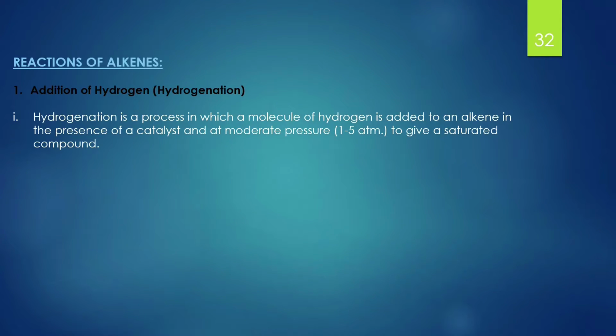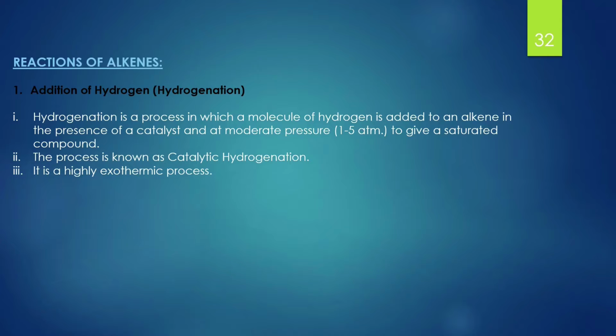Hydrogenation is a process in which a molecule of hydrogen is added to an alkene in the presence of a catalyst and at moderate pressure, which is 1 to 5 atmosphere, to give a saturated compound. This process is also known as catalytic hydrogenation. It is a highly exothermic process.